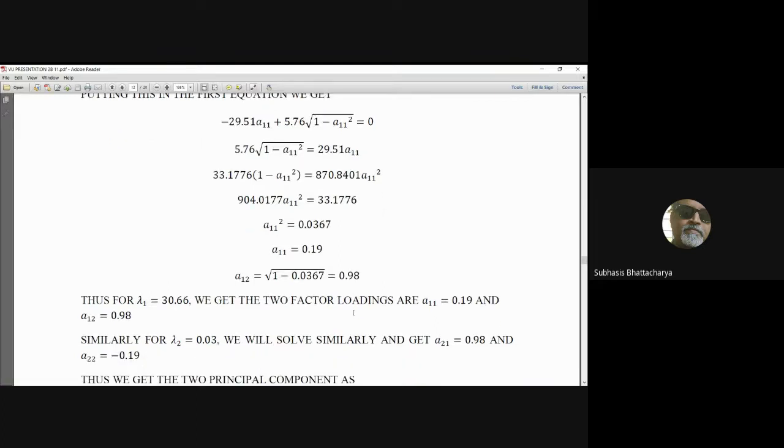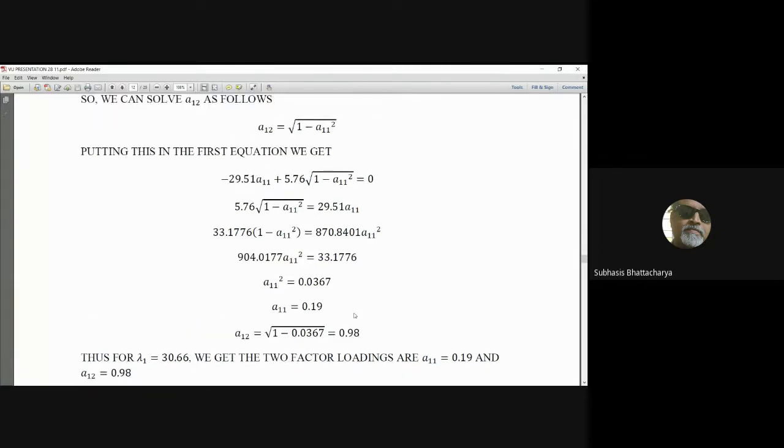Thus from here, these are the factor loadings. The software gives us the factor loadings. These are the loading amounts of the factor. So if lambda 1 is considered as 30.66, then we have two factor loadings, and the factor loadings are 0.19 and 0.98.